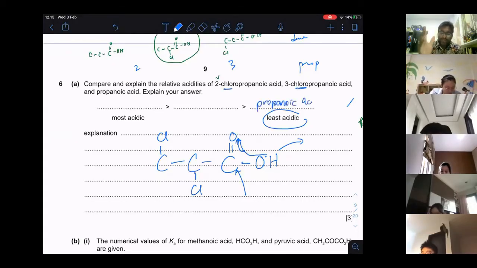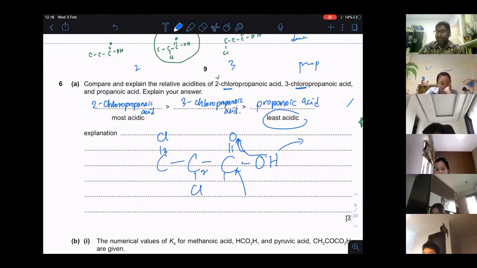So let's compare 2-chloropropanoic acid and 3-chloropropanoic acid. Very important: carbon number 1, carbon number 2, carbon number 3. 2 is closer, so it has better ability to withdraw the electron. So this is going to be 2-chloropropanoic acid, and 3-chloropropanoic acid. Sorry, most acidic: yes, 2-chloropropanoic acid is most acidic. 3-chloropropanoic acid is going to be somewhere in the middle. And then the least acidic is going to be propanoic acid itself.